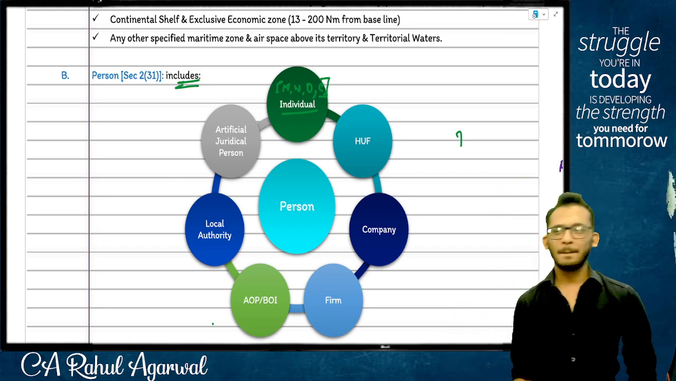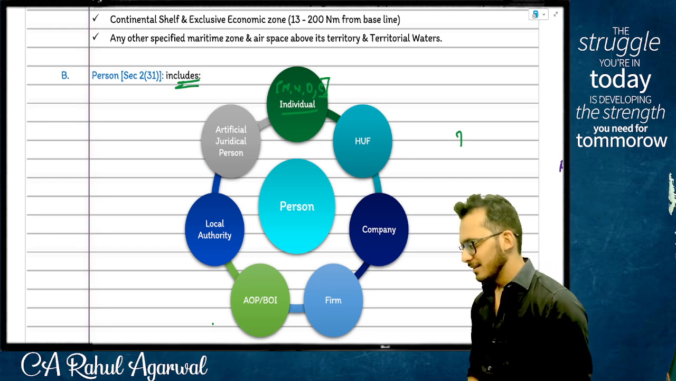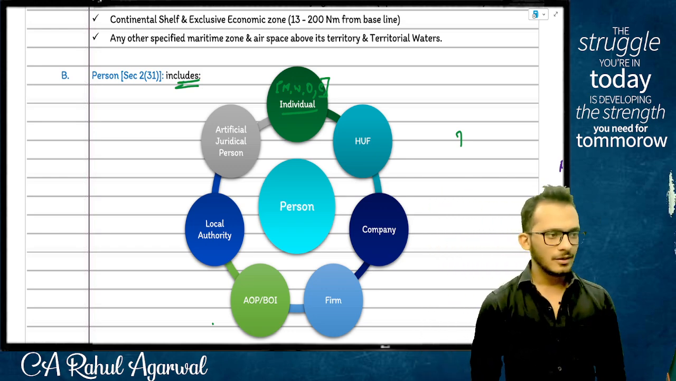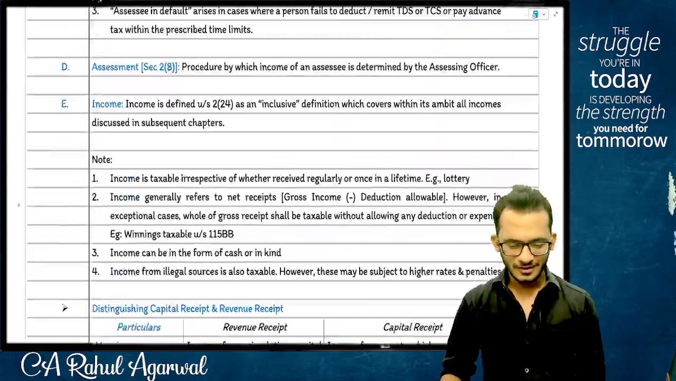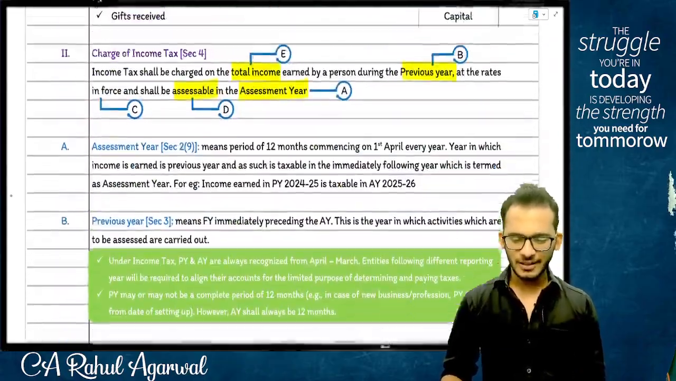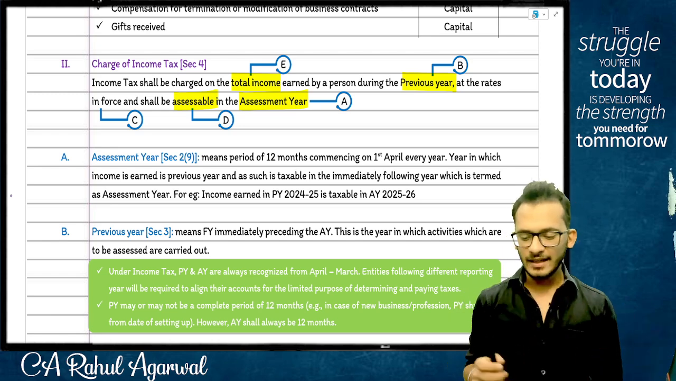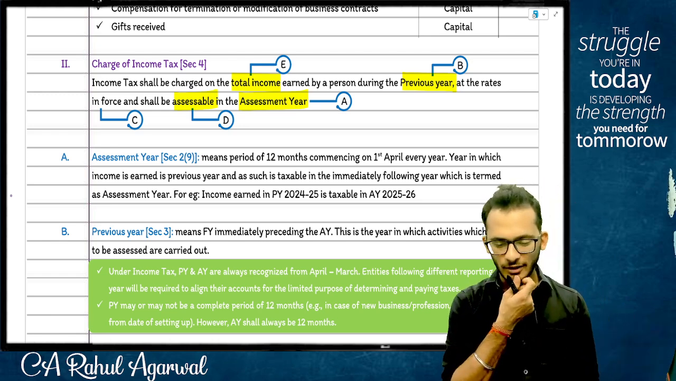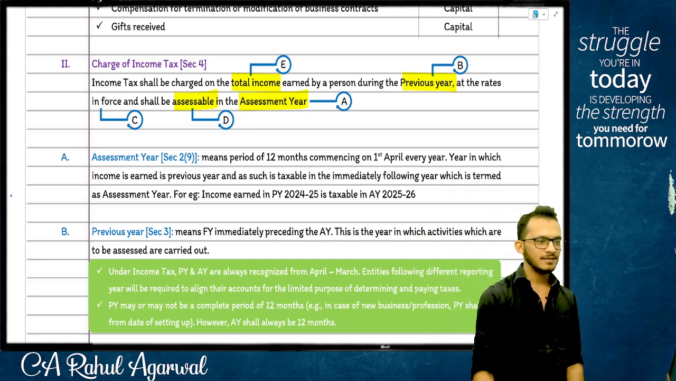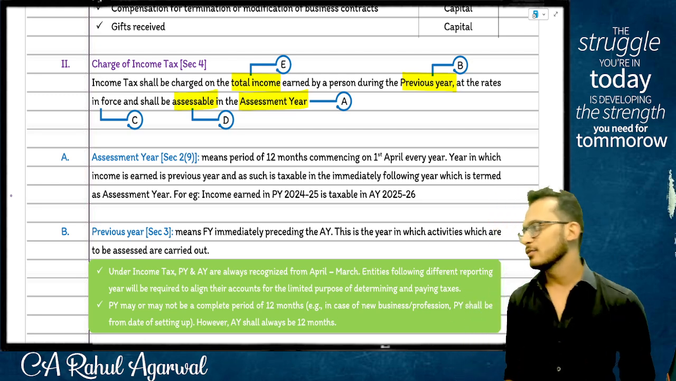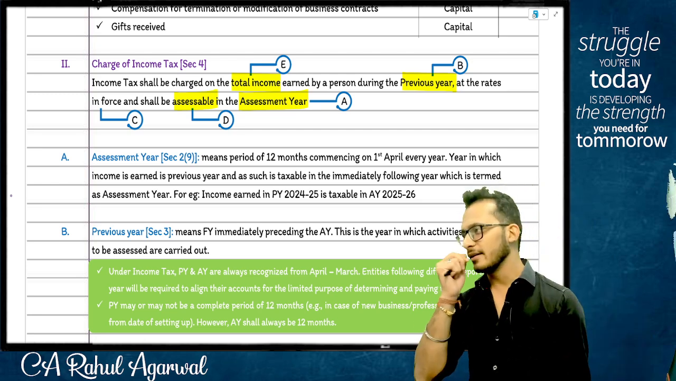All right. Okay, I think we are now done with what is called as good enough. So we're done with what is called as person, people. We are left with the balance items. We have something called total income. We have previous year, we have assessable, and we have assessment year. This is what the balance words which are pending for our discussion.